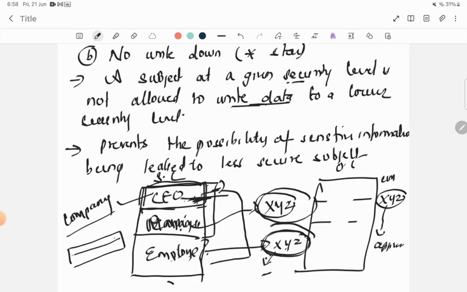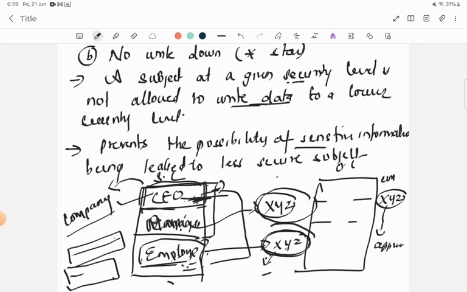So if you implement this Bella Padula model in this scenario and the CEO tries to send this mail to this XYZ, there will be a message that this mail cannot be sent because this employee is at a lower security level than that of the CEO. So you can manage to whom you should assign the lower security level and to whom the higher security level. Basically, the meaning of this model is that any sensitive information should not be leaked to the less secure subject. Okay, so this was the Bella Padula model.